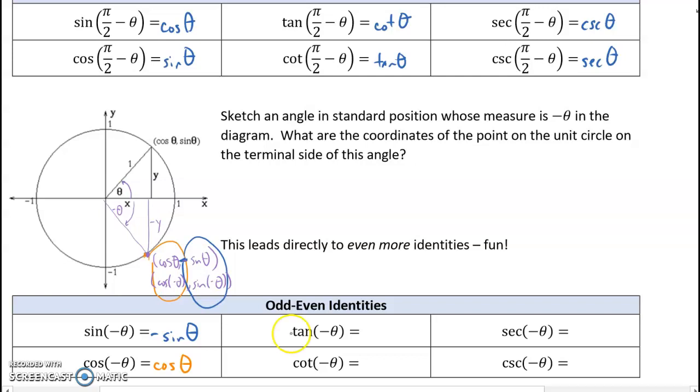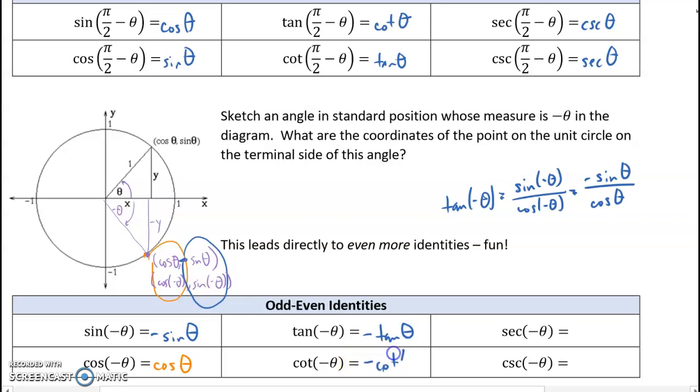So tangent, well, that's sine over cosine. If I take the tangent of negative theta, that's the same thing as taking the sine of negative theta divided by the cosine of negative theta. But we just talked about how the sine of negative theta is the same thing as negative sine of theta, and we also talked about how the cosine of negative theta is the same as the cosine of positive theta. So this is the same thing as negative sine over cosine, or negative tangent of theta. We can do a very similar argument to see that the cotangent works the same way.